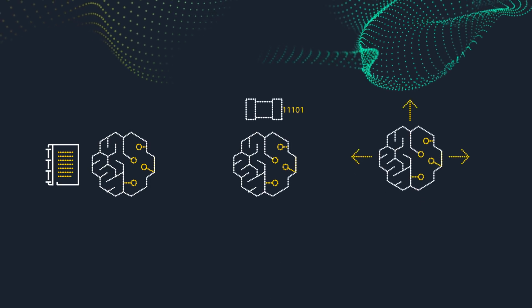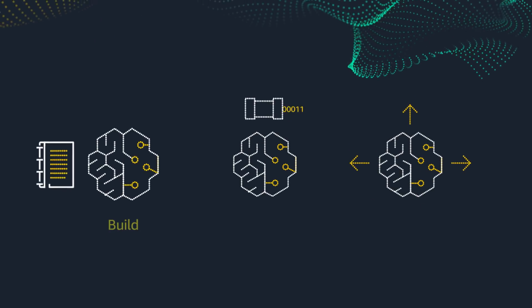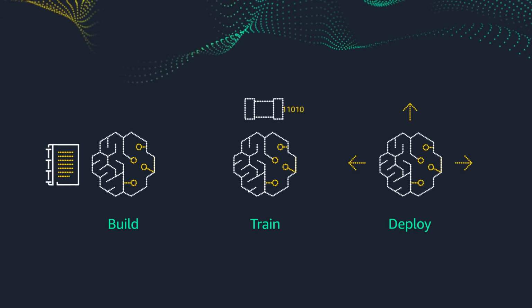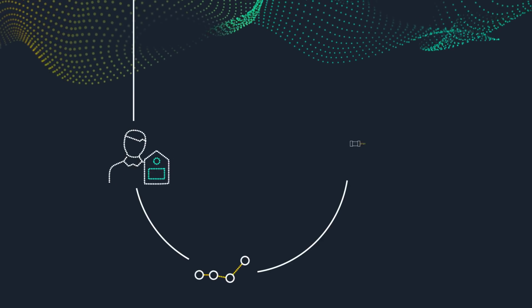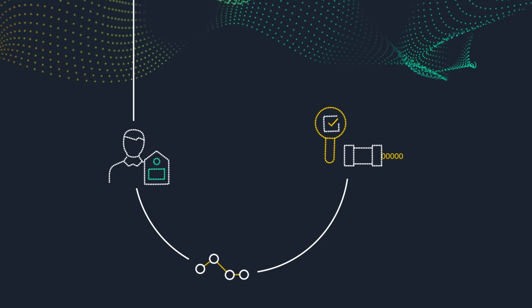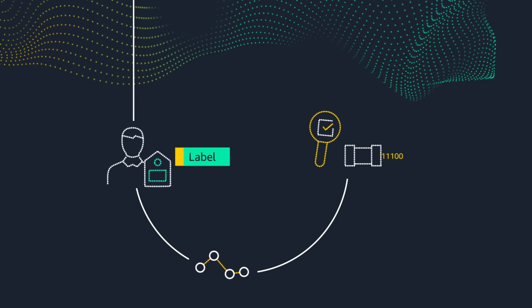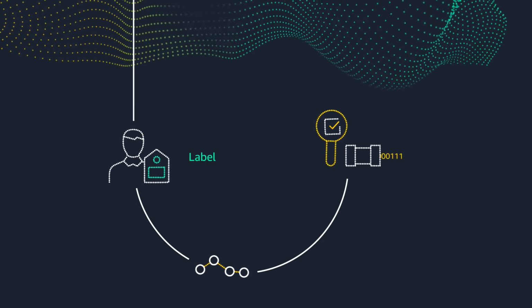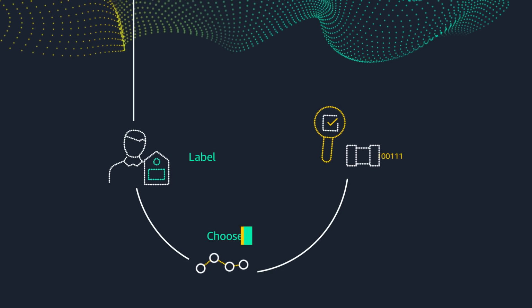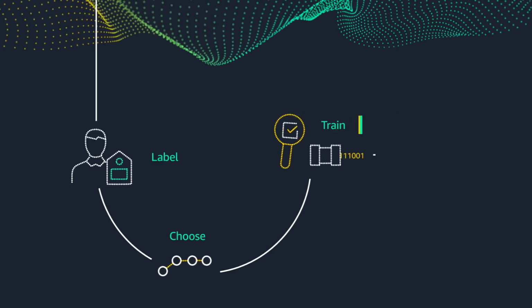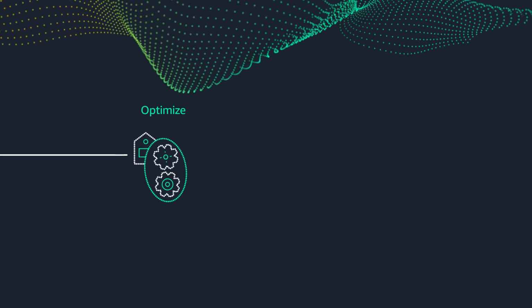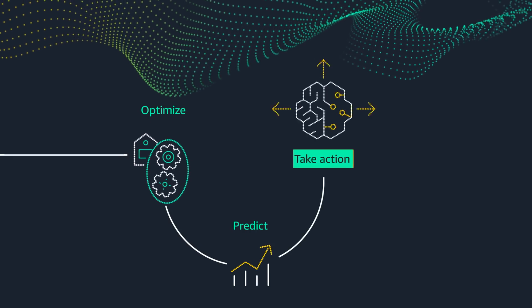With Amazon SageMaker, you can quickly and easily build, train, and deploy machine learning models at scale. Amazon SageMaker is a fully managed service that covers the complete machine learning workflow. From labeling your data to create highly accurate training datasets, choose an algorithm for your ML model, train the model, tune and optimize it for deployment, make predictions, and take action.